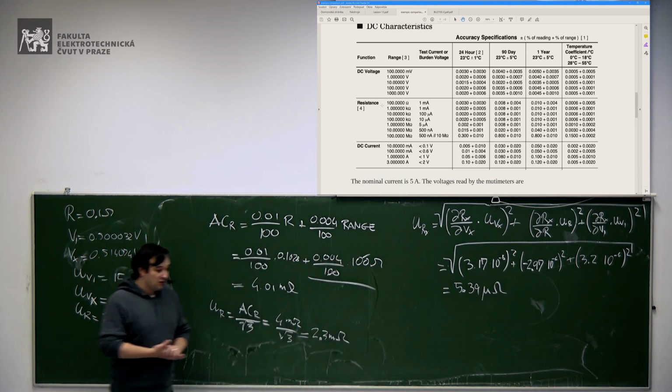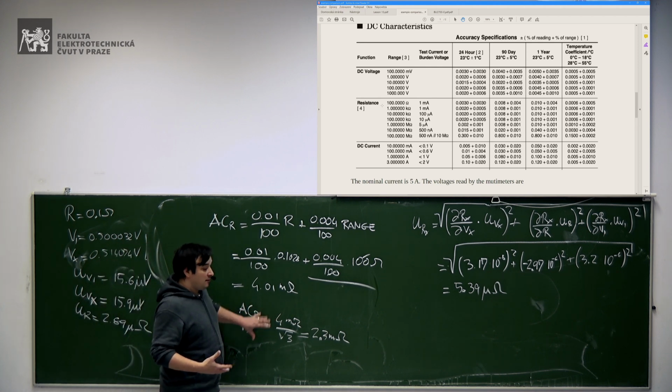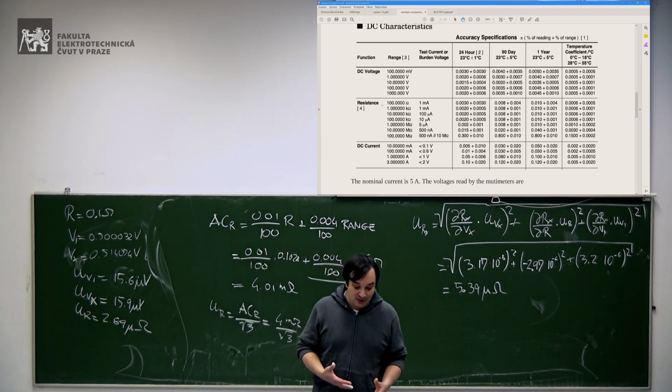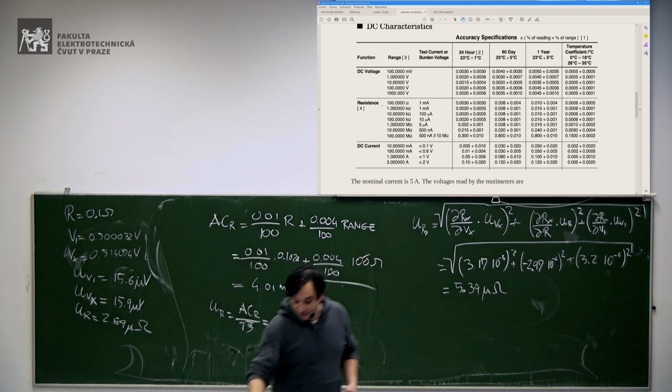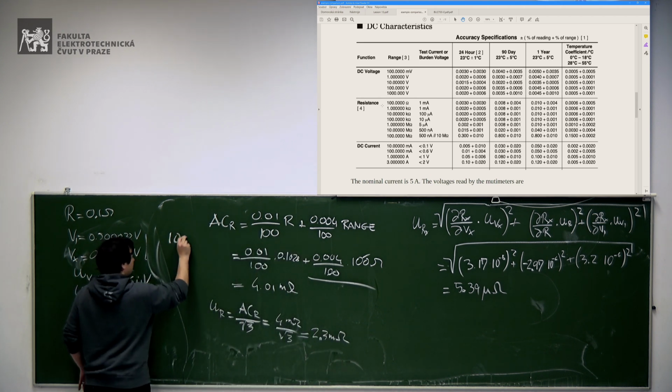But this shouldn't surprise you. Why is the uncertainty here much larger? Because we are using a range of 100 ohms to measure. So our range here is 100 ohms, okay?